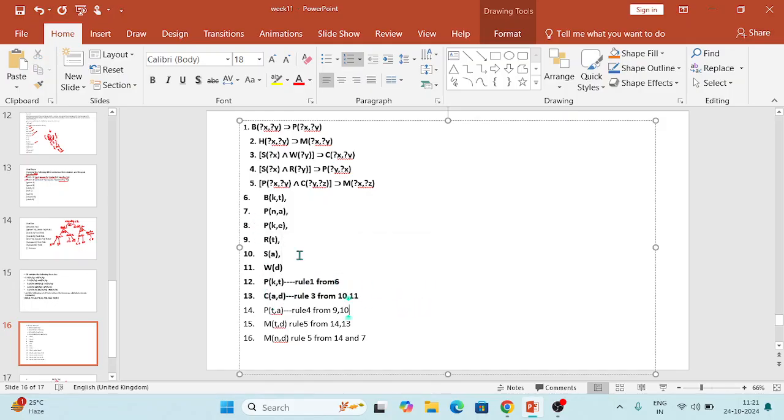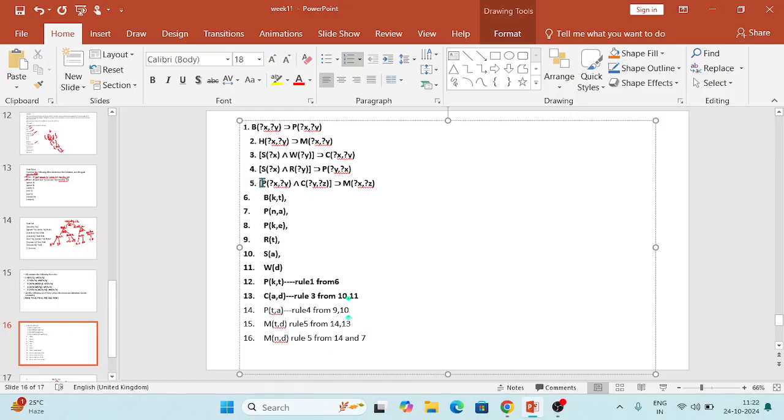Next, we are having, by using rule 3 from 10 and 11, S of A, W of D. If you see S of X and W of Y implies C of X,Y. So how can we write C of A,D? We applied rule 3. Next, if you see rule 4, S of X, R of Y. Next we got P of T.